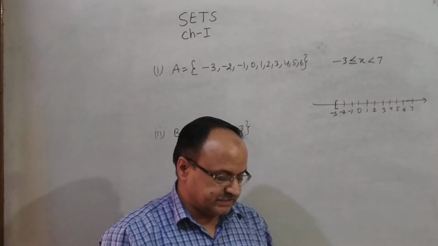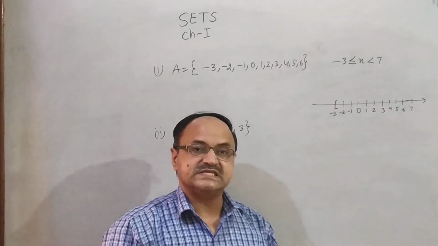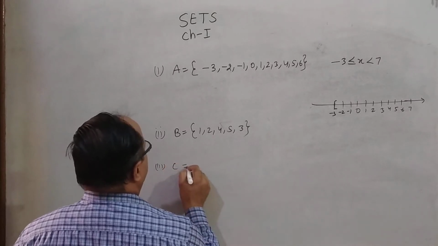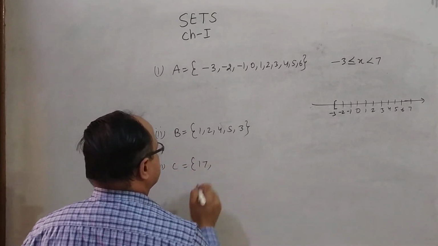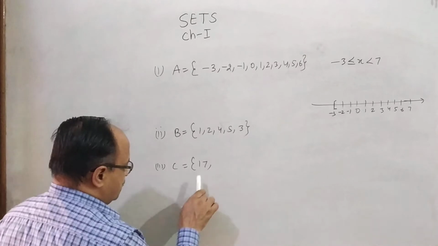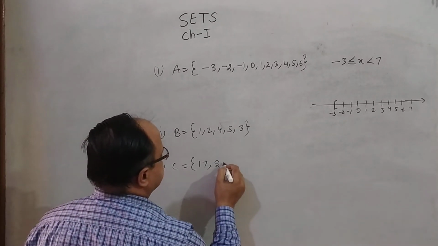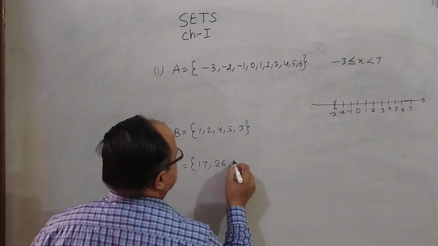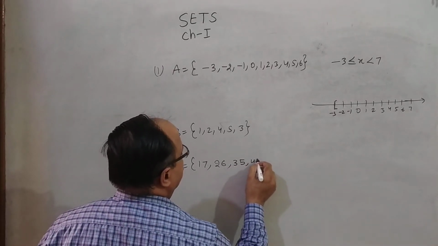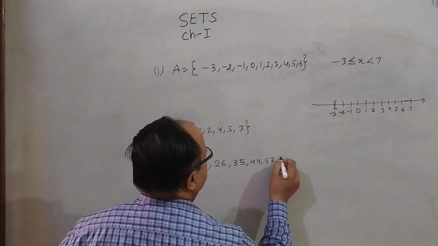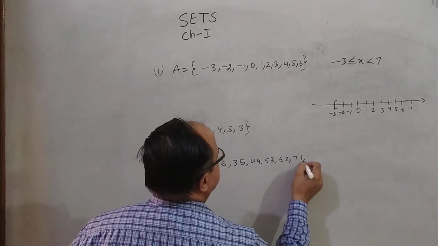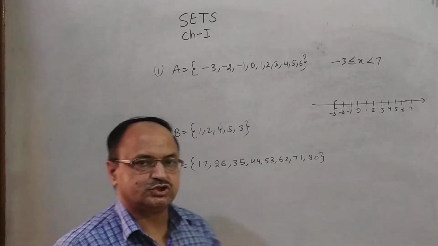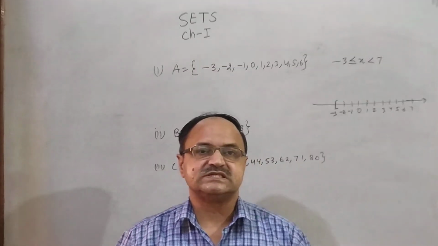And third part. X is a 2-digit natural number whose digit sum is 8. So you can say 17, whose sum is 1 plus 7, 8. Next 26, whose sum is 2 plus 6, 8. Similarly 35, 44, 53, 62, 71 and 80. These are the 2-digit numbers whose sum of digits is 8.